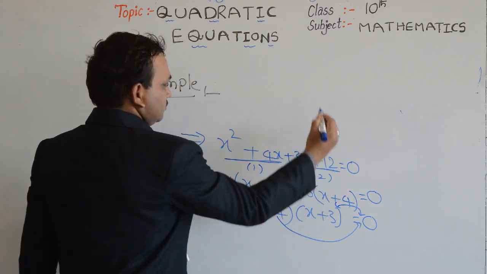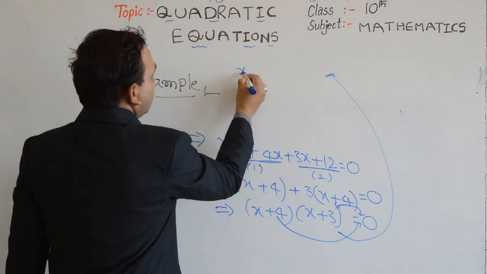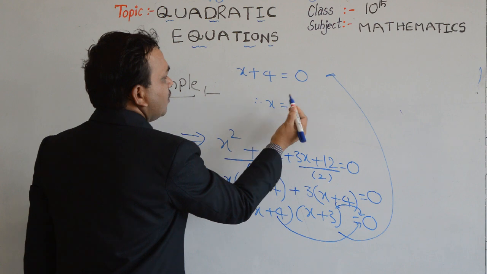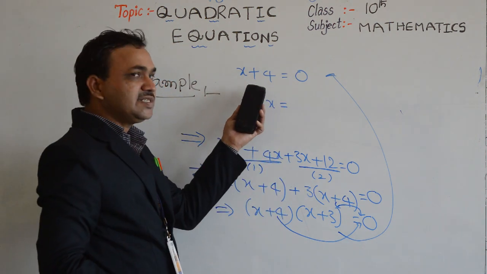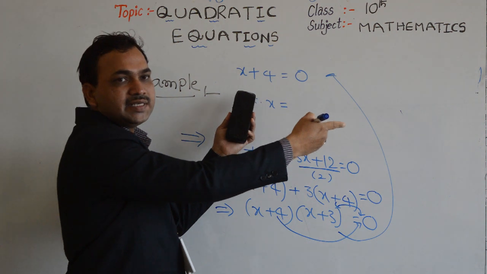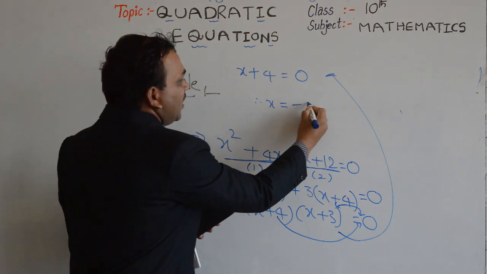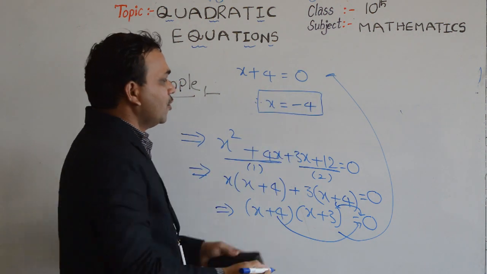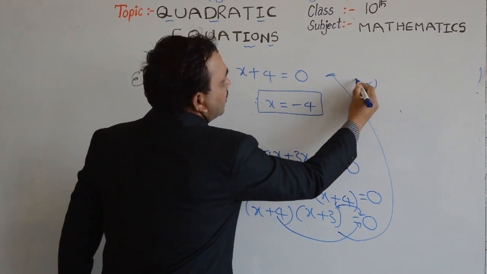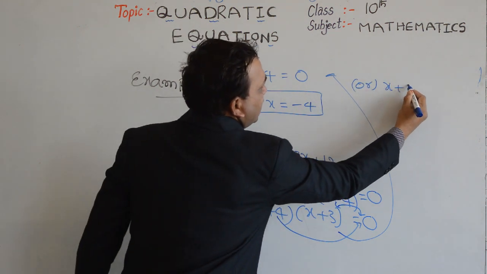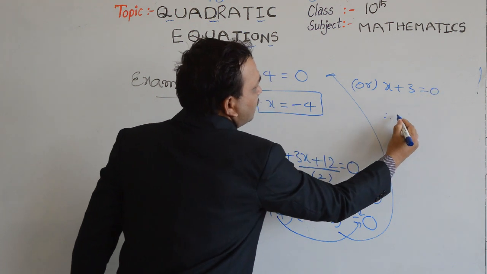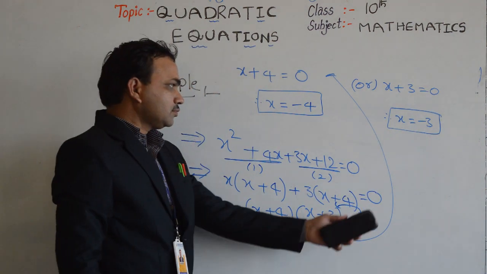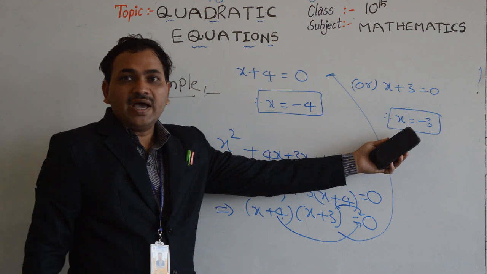Now we'll see here, x plus 4 is equal to 0. Therefore x is equal to, when the symbol is on the left hand side, this symbol is moving to the right hand side with a negative sign. So minus 4. So what you got? One root, x is equal to minus 4. Or the second root: x plus 3 is equal to 0. Therefore x is equal to minus 3.